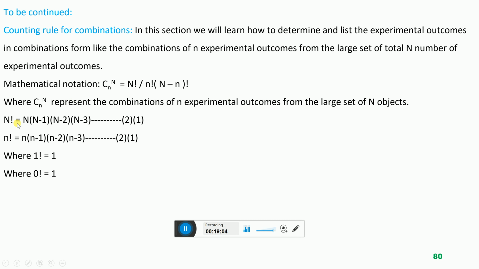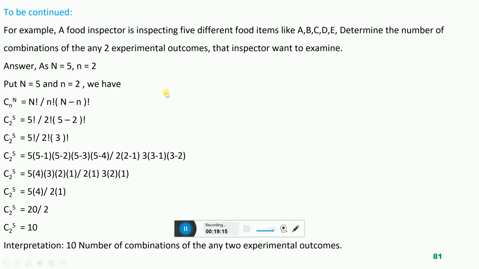And this is N factorial, we will expand like this, and this is small n factorial, we will expand n into n minus 1 into n minus 2 and so on. So we put here one example: suppose a food inspector is inspecting the 5 food items.